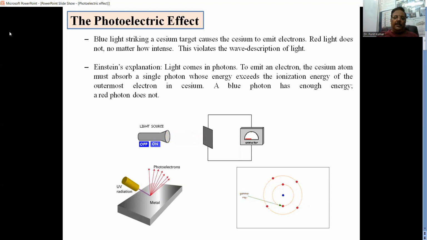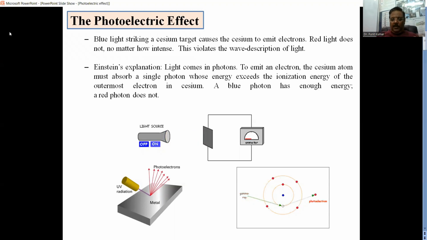But this emission, whether it is blue light or red light, is in violation of the wave theory of light. So Einstein explained it: light is composed of photons, as given by the particle nature concept. To emit an electron, the cesium atom must absorb a single photon, and the energy of that single photon should exceed the ionization energy of the outermost electron. So if the energy of the incident photon is greater than the ionization energy, the electron will be emitted from the cesium atom.